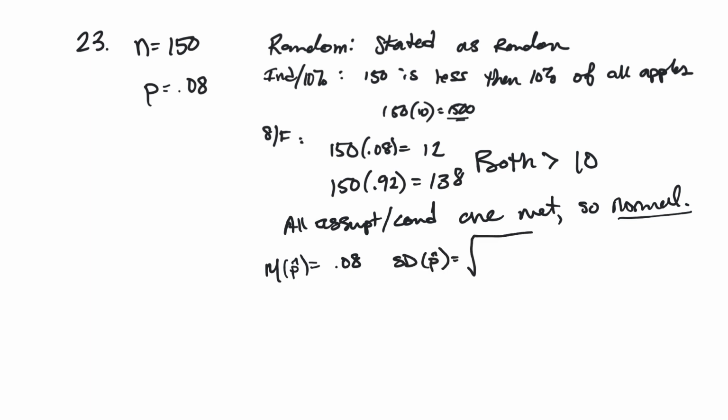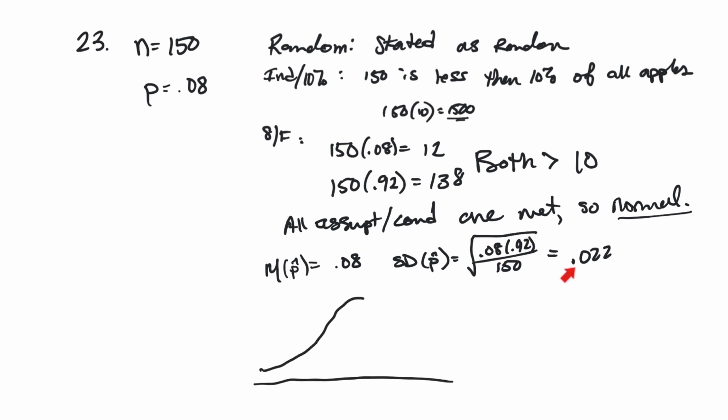The center of this distribution is going to be at 8% or 0.08. And I'm going to calculate my standard deviation by using that formula. Here again, this is a proportion. We're using P, and it makes it categorical. 0.08 times 0.92 divided by 150. I'll take the square root of the whole thing. That's going to be 0.022.